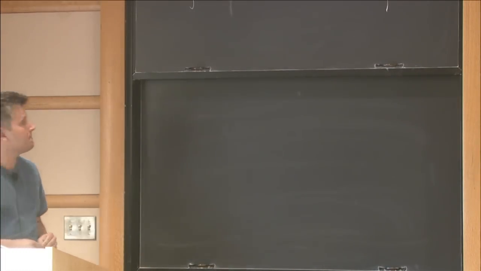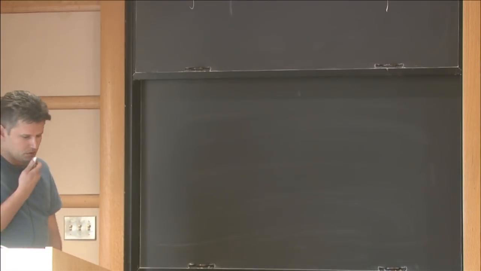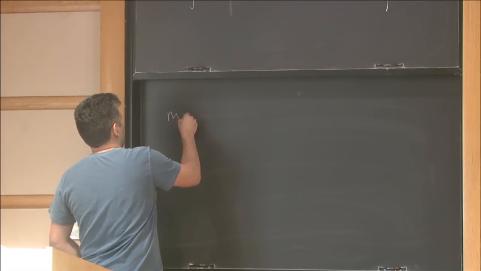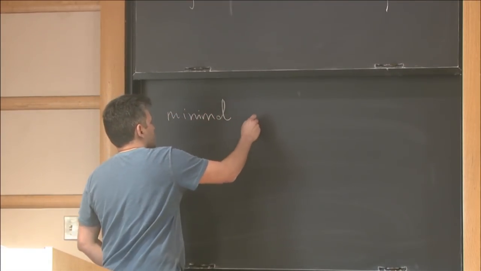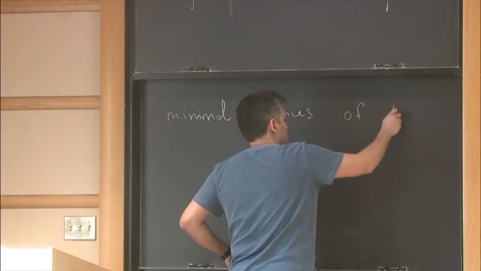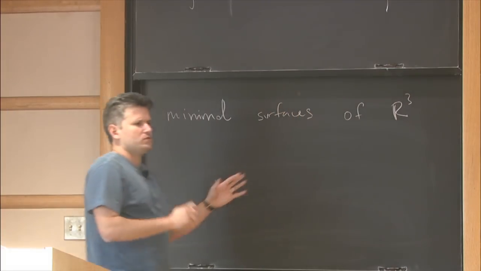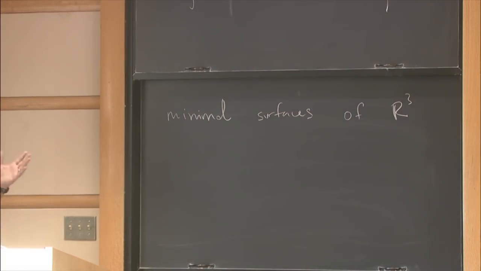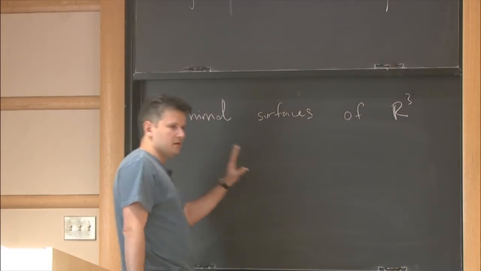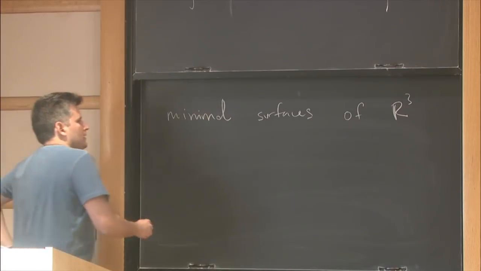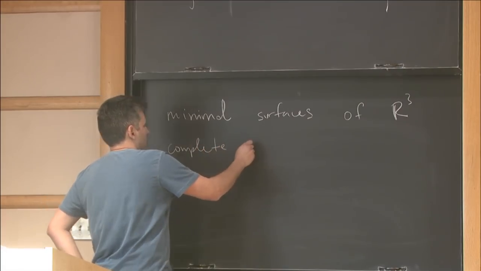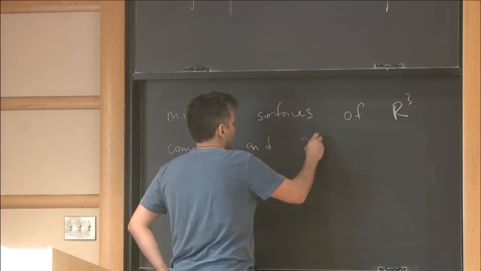So let's see. Today I'm going to be interested in minimal surfaces of the Euclidean space. The talk will fit into a broader theme of index bounds, but for the results I'll present today, this will be the setting, and these surfaces will be complete and with no boundary.